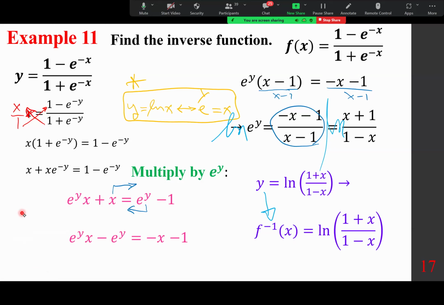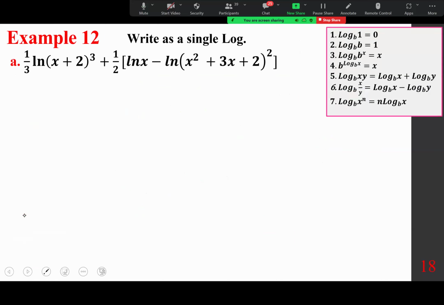This is a question that you want to pay attention to, to make sure you're comfortable with logarithmic properties. Write as a single log: 1/3 ln of (x plus 2) cubed plus 1/2 [ln x minus ln of (x squared plus 3x plus 2) quantity squared].